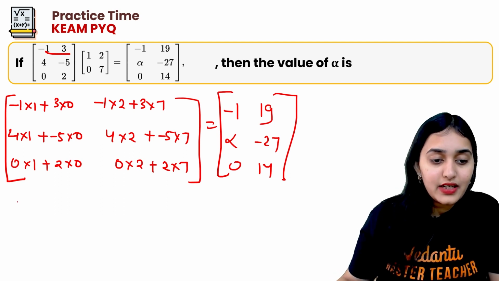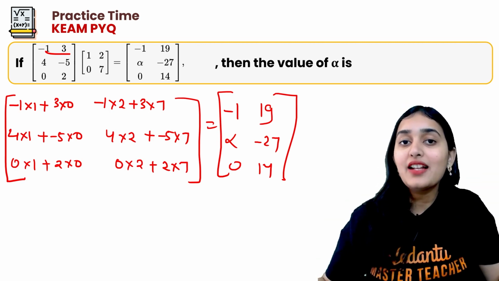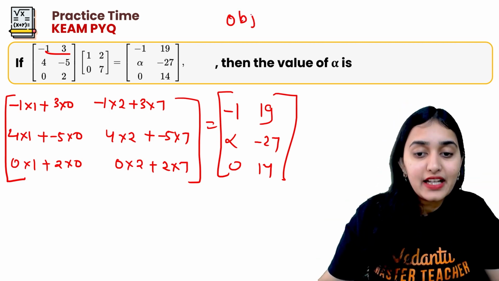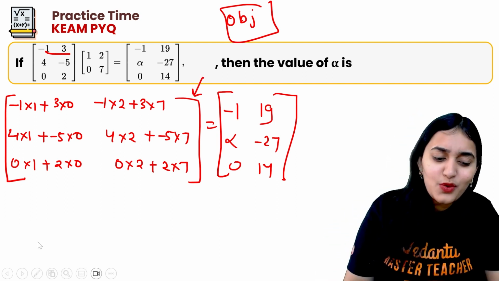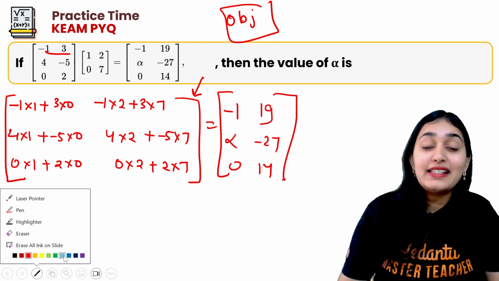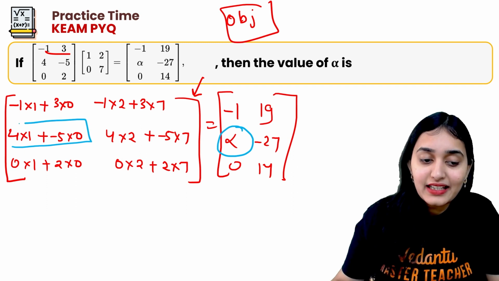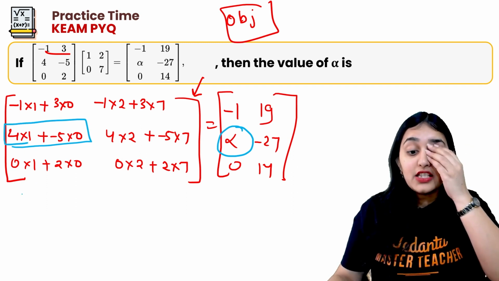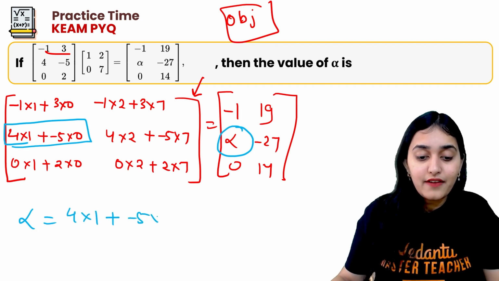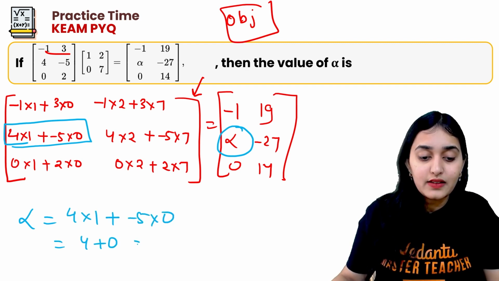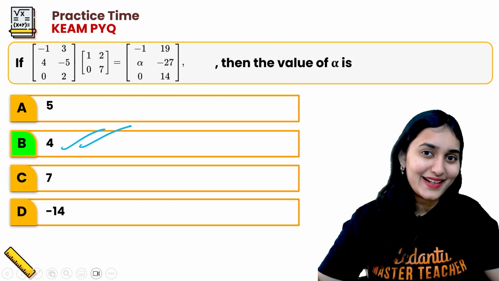Now let's multiply. Since it is not a subjective question, it is an objective type question, do I need to solve the entire matrix? No, there is no need to solve the full matrix. Save your time. You just need alpha. So you just need this value, right? Alpha is basically 4 into 1 plus minus 5 into 0. So this is 4 plus 0 is equal to 4. So alpha should be 4. No need to solve the entire matrix, right?